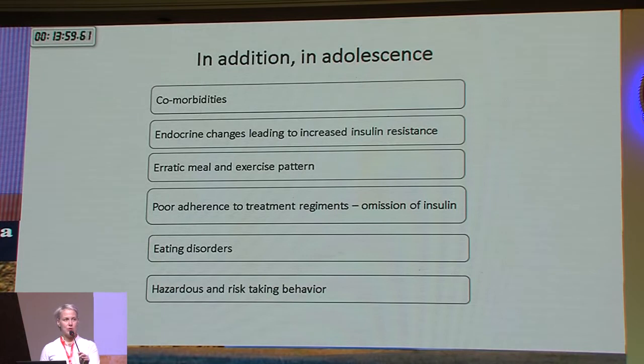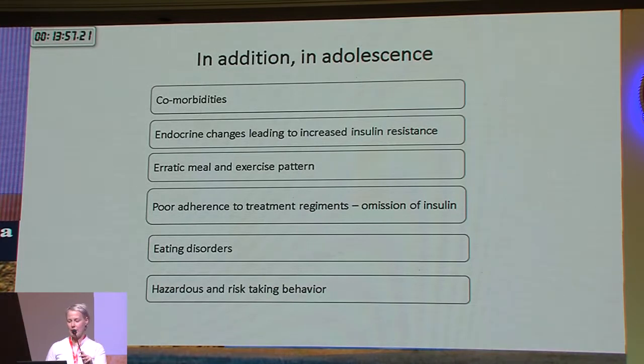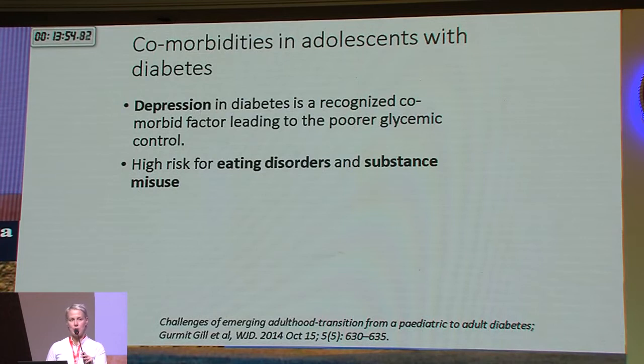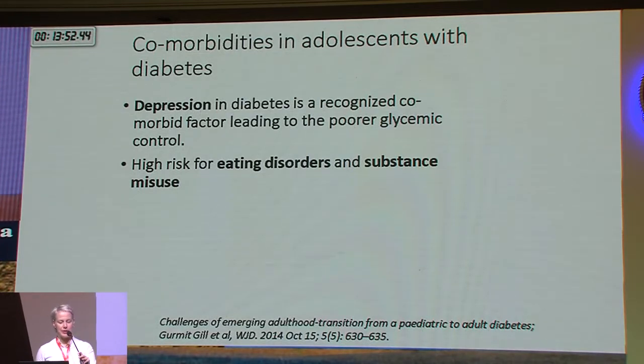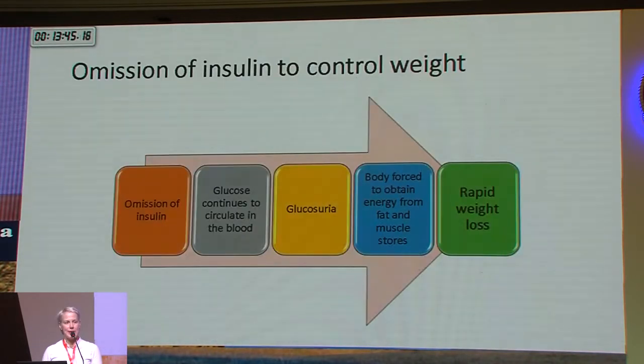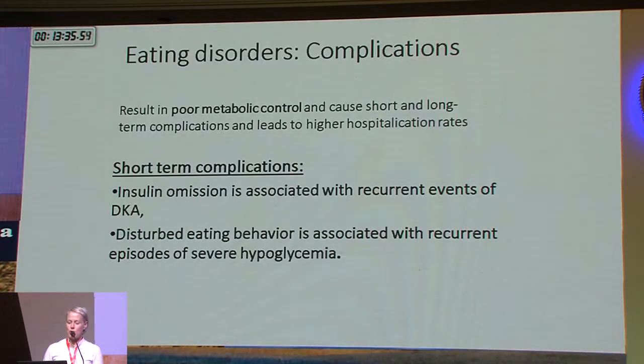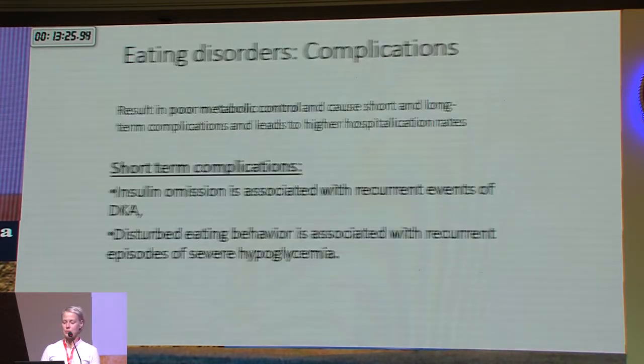In addition, we have a lot of comorbidity in this period of life, and the very important issue here is to remember about depression and about high risk for eating disorders and substance misuse. Another issue is weight gain, and it's a very important issue for girls with type 1 diabetes, because they all need insulin injection just to lose their weight. And you know information about eating disorders. It's very easy to get a lot of complications because of it, but it also can lead to increasing rate of mortality for our young patients.